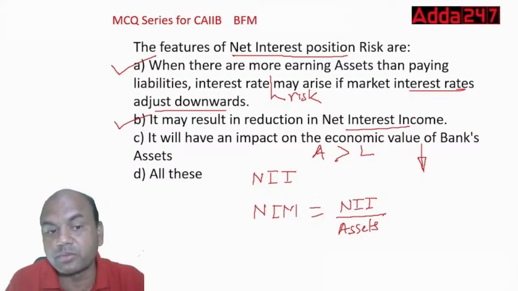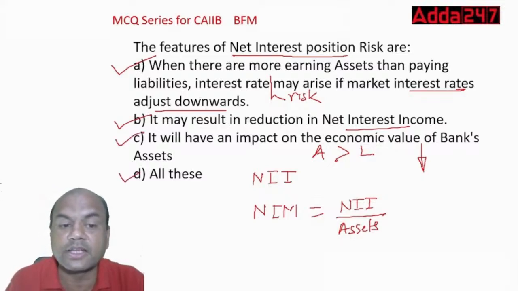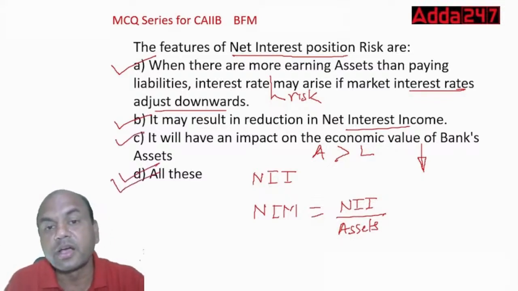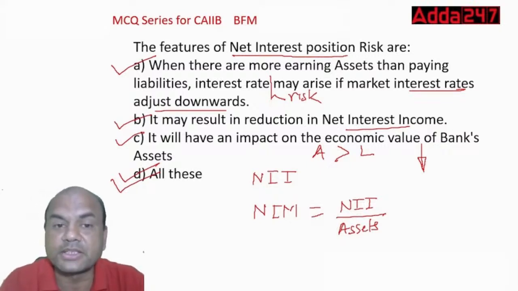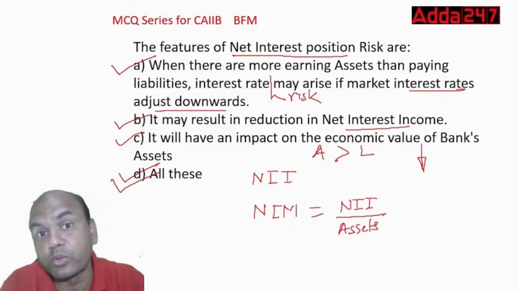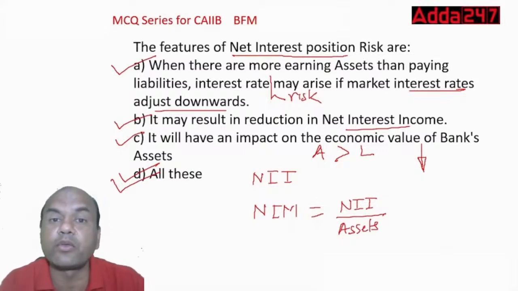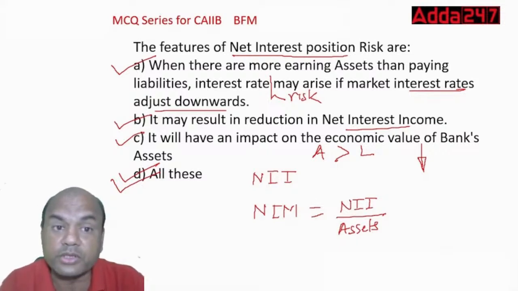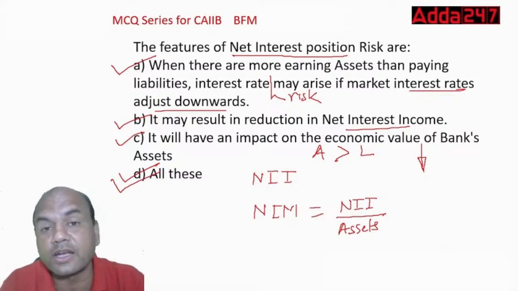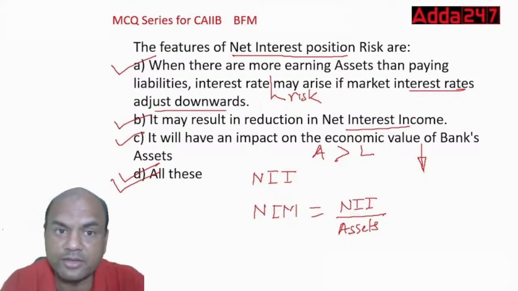So that is also true. So C is also true. So the answer is D, all of them. How many of you got this correct? Type in the comment section if you got this right. Be true to yourself, because in the exam I won't be there. It's you who will be answering it. So be true to yourself. How many of you got this correct? Type yes. Got it?